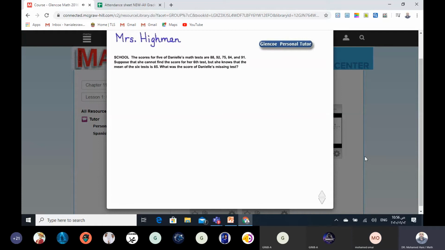Well, we have a couple pieces of information to use here. We know that for five of her tests, these are the scores: 88, 92, 75, 84, and 91. There were a total of six tests, and the mean of those six tests is 85. Working backwards from finding a mean, we could take 85, the mean, and multiply it times the six tests to get our total.